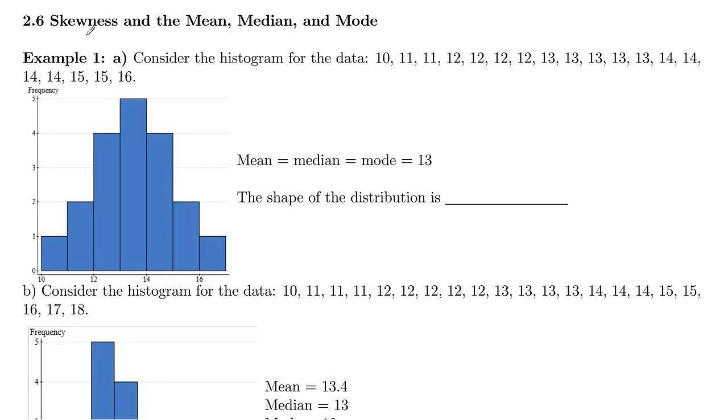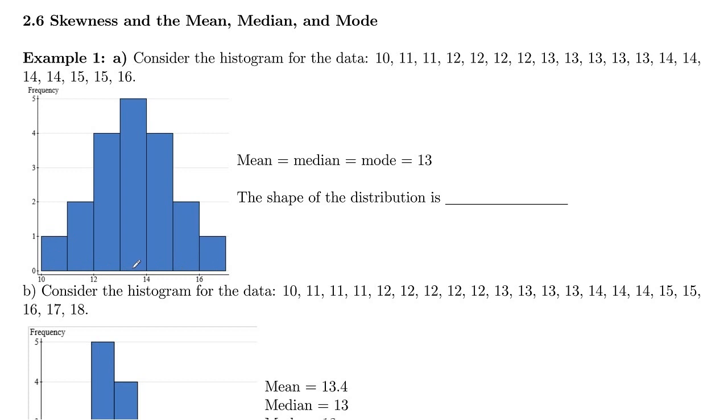In this example, we want to see how skewness is related to the mean, median, and mode. So in part A here, we have a histogram for the following data. Notice we've got a lot of repeated values there. So we've got frequency versus the data value. And the 10 here is the left-hand side of this bar. So this is the bar for 10, 11, 12, 13, 14, 15, and 16.